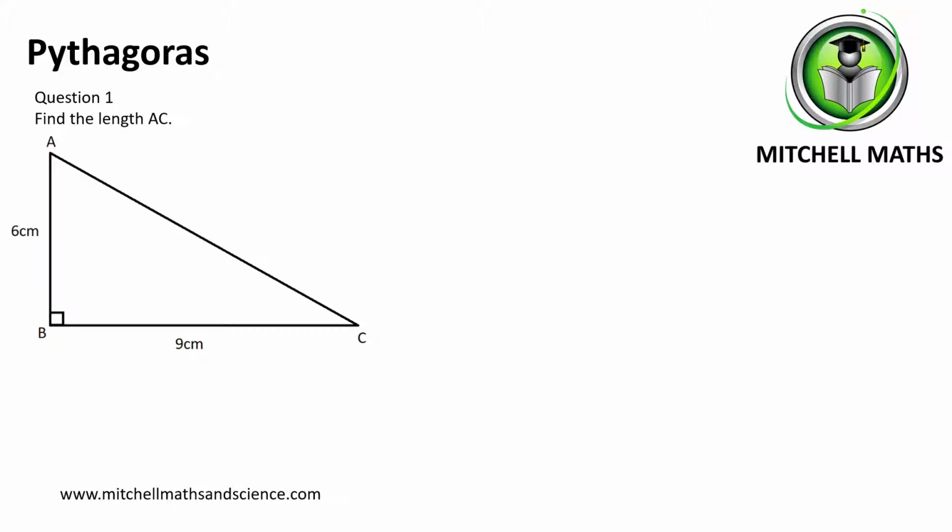Now Pythagoras' theorem states that a squared plus b squared equals c squared. This theorem only works with right-angled triangles, so if the triangle's not right-angled you can't use this. And what A, B and C stand for is the length of the sides on the triangle.